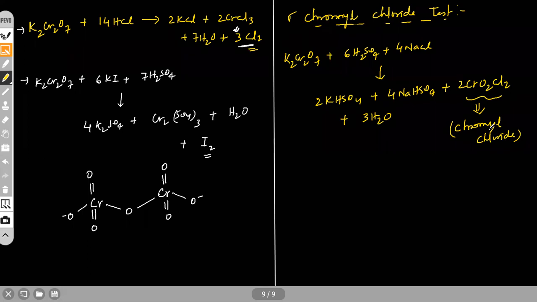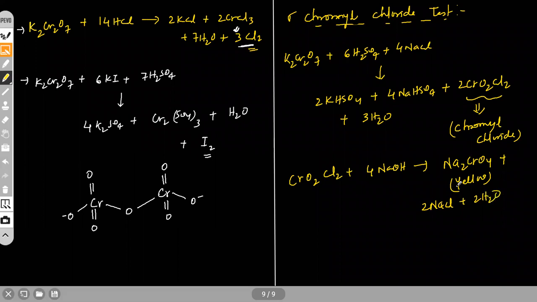Now there are a few results which are important for this. When this chromyl chloride vapor passes through NaOH solution, that is, the reaction of CrO2Cl2 with NaOH solution, it gives a yellow solution of sodium chromate, Na2CrO4, plus NaCl plus H2O. All these are results you must remember. Color change: yellow color of this.